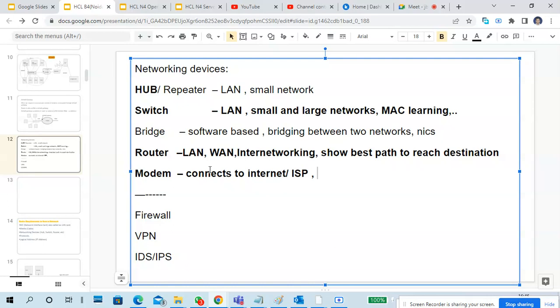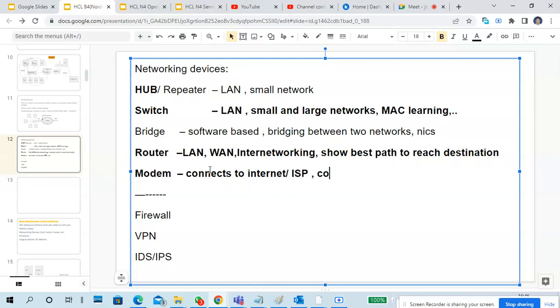Actually, the word modem came from modulator and demodulator. So it makes communication from your local network to the public network. So we need long distance communication.